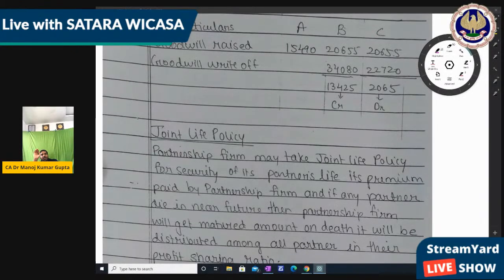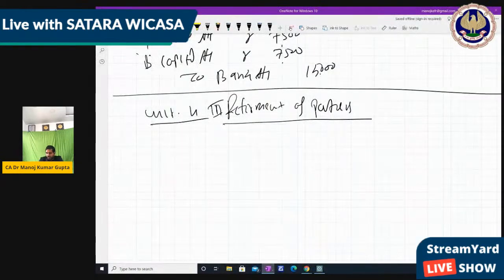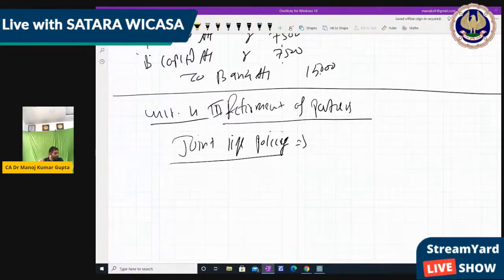Now one more concept, that is the joint life policy concept, which helps in case of death also and in case of retirement also. So now make the heading joint life policy. Then we read the question. First of all, what is joint life policy?